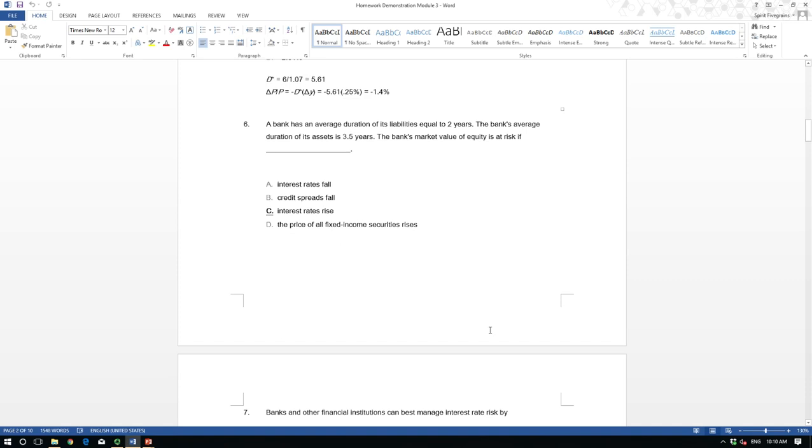Number 6, a bank has average duration of its liabilities equal to 2 years, and the bank's average duration for assets is 3.5 years. The bank's market value of equity is at risk if interest rate increase or decline. So here, the durations are mismatched, right? And this bank is not protected from any interest rate changes. But you really want to know what kind of interest rate change will lead to losses for this bank, right? So let's say interest rate increase. What will happen to the bond portfolio? Bond portfolio will decline, right?